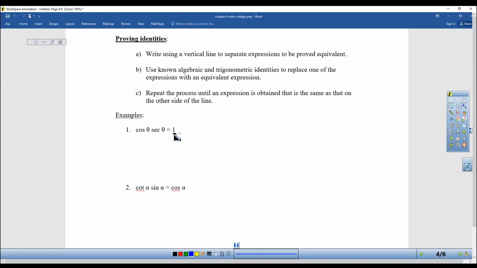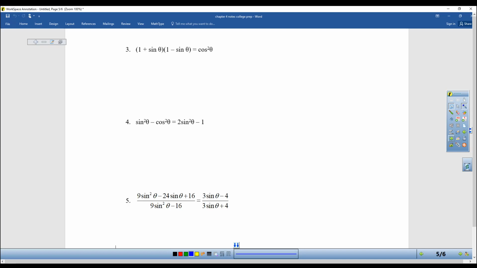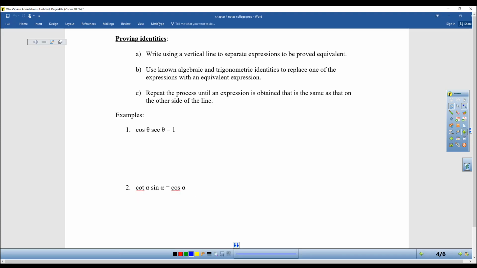So they're saying this time, make it equal to 1. This time, make it a cosine. This time, make it a cosine squared. Okay, so every time what you're going to make it into will change. Here's what I want you to do. I want you to draw a vertical line separating the two sides. And the reason for that is because I don't want you to add to both sides, divide by both sides, subtract from both sides. You're not working on both sides. You're doing things to this side just like you did on all the other ones.